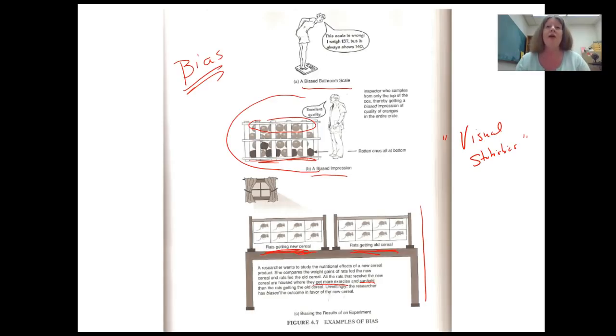So again, we want to randomize because we want to avoid bias in this way. We want to avoid saying that one treatment is better because of things we didn't control for. We really want to be able to say it's better after we have controlled for these other things, so that we can be as confident as possible that it's really the treatment that's making a difference and not other things.